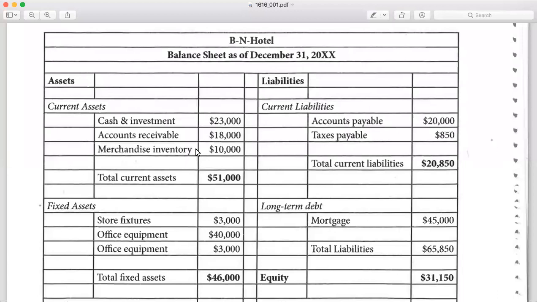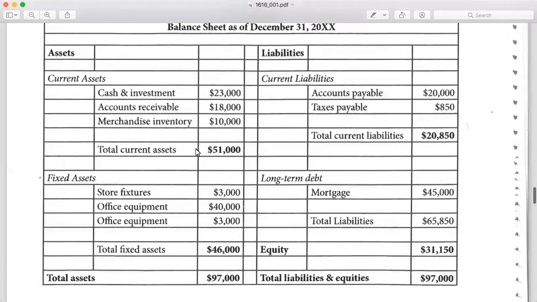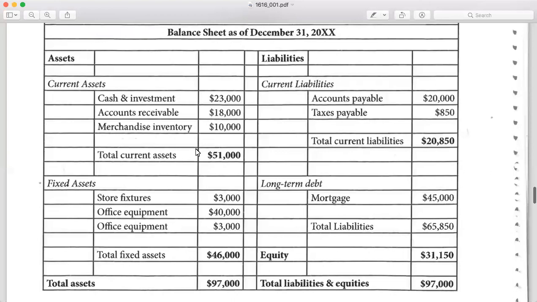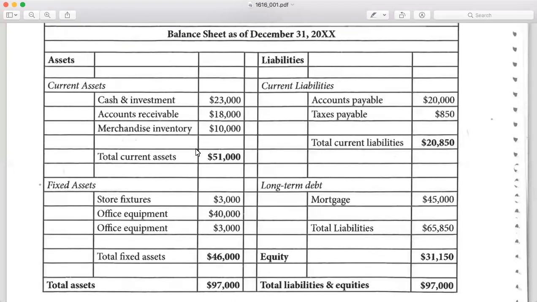Most people have never even looked at a sheet like this, and that's okay. I want to make sure you see the whole thing. Hopefully you can see most of it.